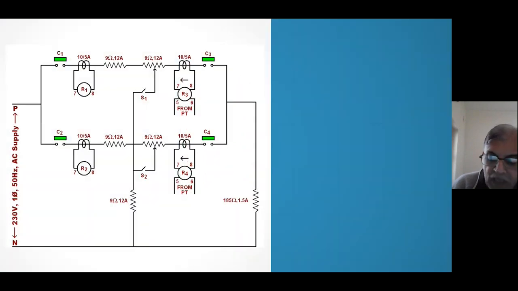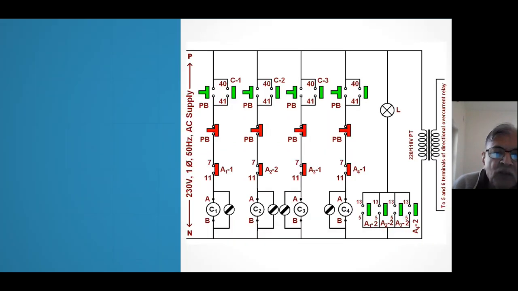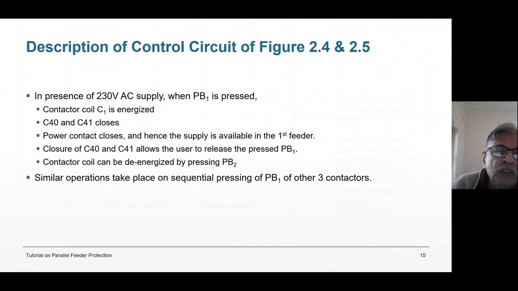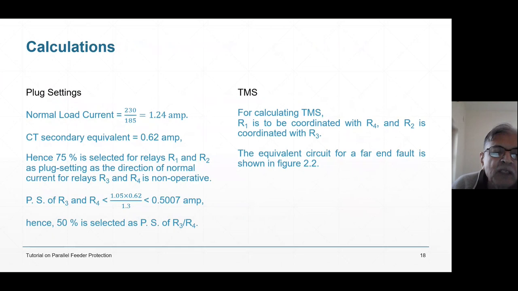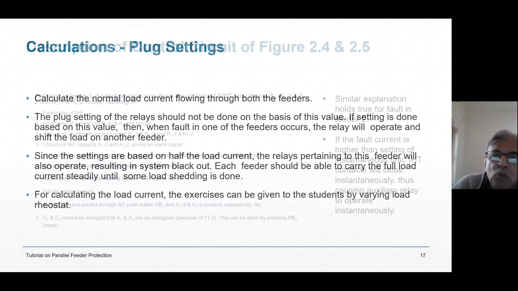R1 is backing up R4, right? So here, instead of R3, it should be R1. R1 and R2 is 0.62, 75%. You may ask, why not R3, R4? Why did I not do R3, R4?